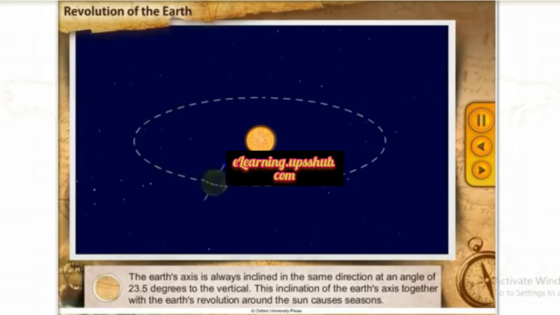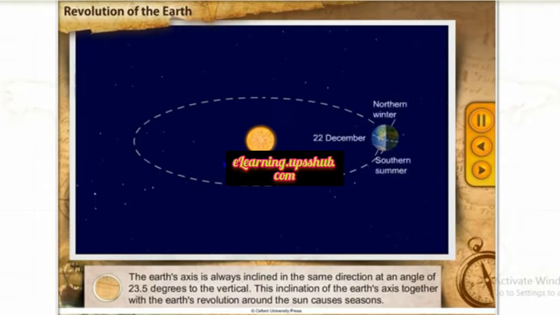All right, the Earth's axis is always inclined in the same direction at an angle of 23.5 degrees to the vertical. The inclination of the axis together with the Earth's revolution around the Sun causes seasons. We have different seasons. We have autumn, we have spring, we have winter, and we have summer. So the inclination of the Earth on its axis and its revolution around the Sun cause these different seasons.